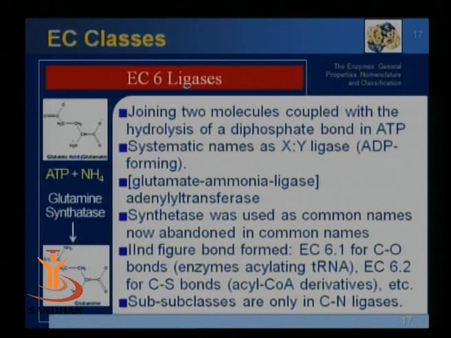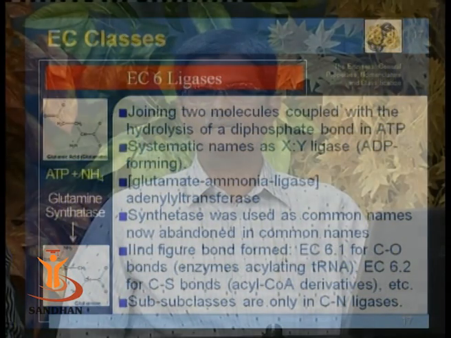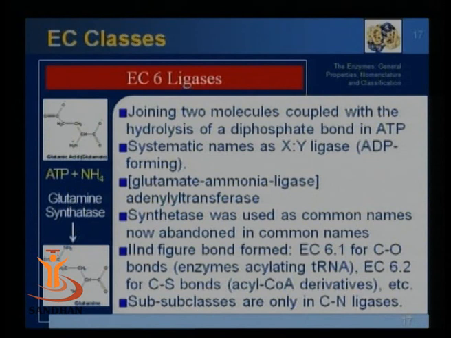It has been suggested by the Commission that synthetase has been used in the past in a disorganized way. That is to say, without distinctively recognizing the role of ATP in the enzyme-catalyzed process. So the Commission has recommended not to use synthetase, at least in the common names. Now, the second figure in the case of ligases could be one where carbon-oxygen bonds are involved, could be two if carbon and sulfhydryl bonds are involved, as in acetyl CoA, etc. So depending upon the guideline given in the EC list, the second number is derived. The subclasses are only in carbon-nitrogen ligases.